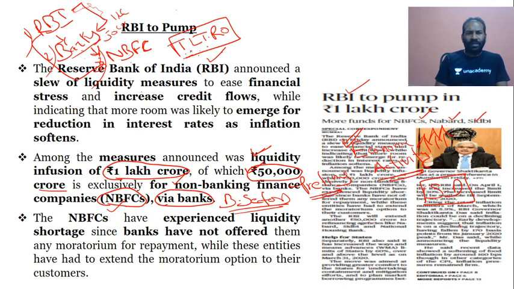This liquidity measure, what is it called? It is called a targeted long-term repo operation. What is that? I will explain. NBFCs have experienced a liquidity shortage, and that is why the RBI has taken the initiative to put crores of money into the non-banking finance companies. Because of the shortage of liquidity, NBFCs are unable to give loans to borrowers.